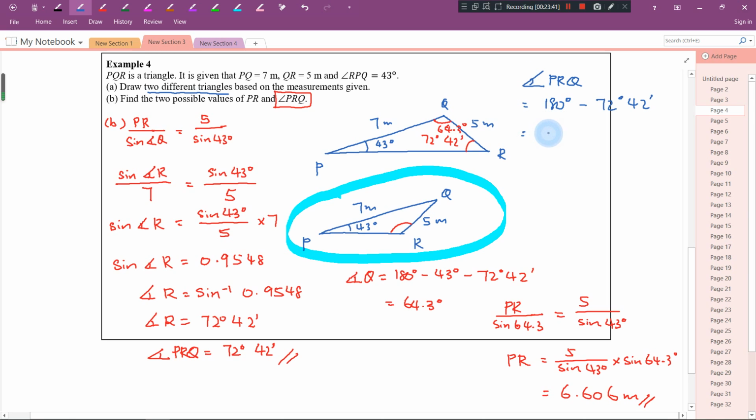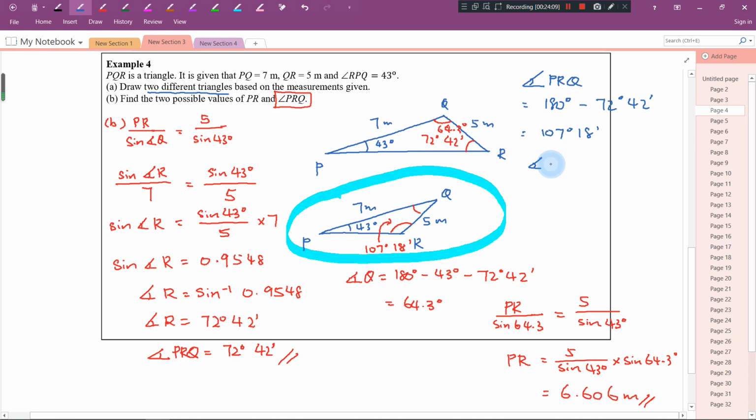Okay, which is equal to 107 degree 18 minutes. So same thing over here. If you want to get the length PR, I need to find this angle. This is 107 degree 18 minutes. So if you want to get this angle, let me use blue color.